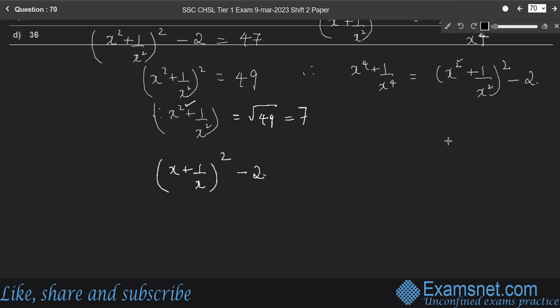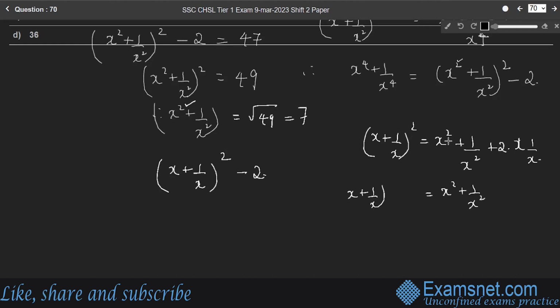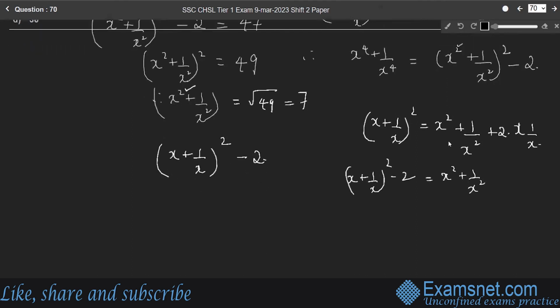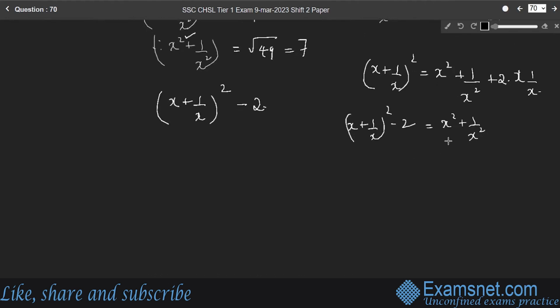LHS becomes x plus 1 by x, the whole square, minus 2. Because x plus 1 by x, the whole square becomes a square plus b square: x square plus 1 by x square plus 2 times x into 1 by x. Therefore, x square plus 1 by x square becomes, so LHS x plus 1 by x, the whole square, minus 2, right? Therefore, come back to the expression. So x plus 1 by x, the whole square, minus 2 is equal to 7.